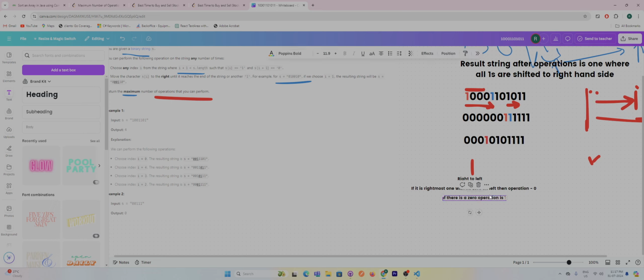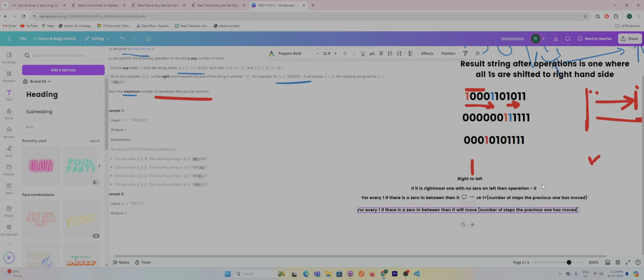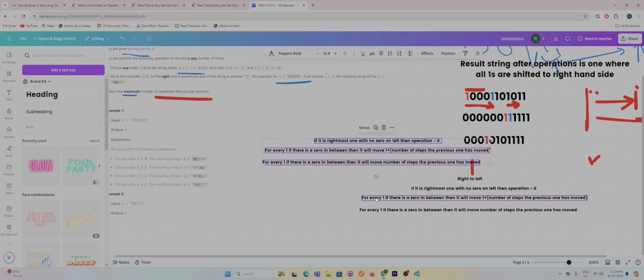Very simple thing, right? For every one, if there is a 0 in between, then it will move 1 plus the number of steps the previous one has moved. If there is no 0 in between, then obviously it will move the number of steps the previous one has moved. If that one cannot move, how will this one move? These two are kind of bound together. If this moves, then only this can go to its place, or when this moves, a 0 is created in between. It's like a spring. So this is the very simple algorithm if you look at it.